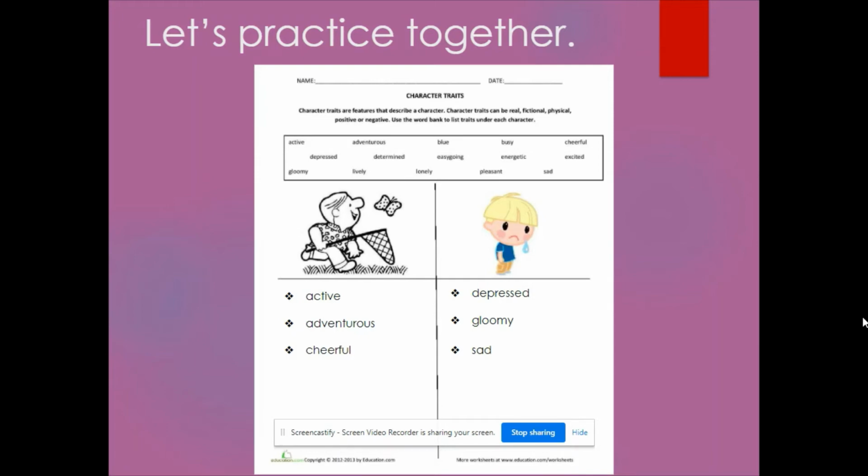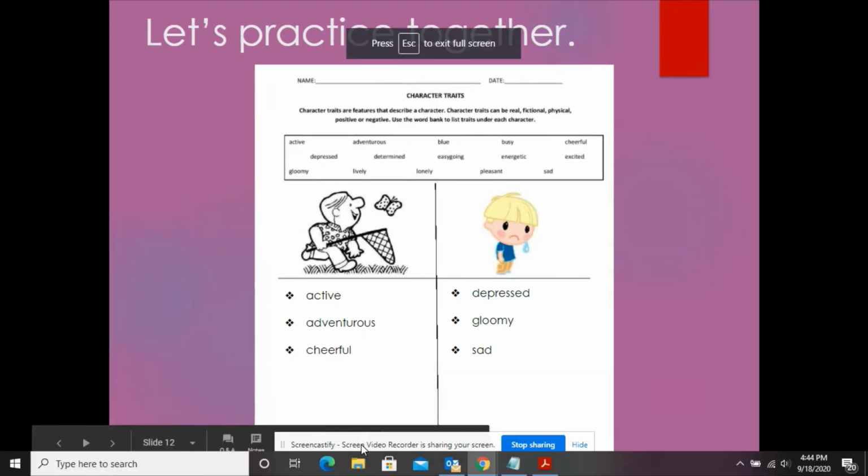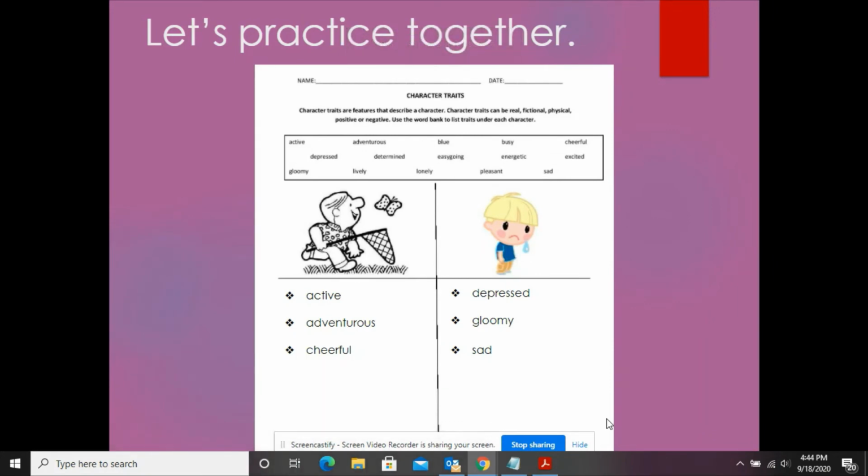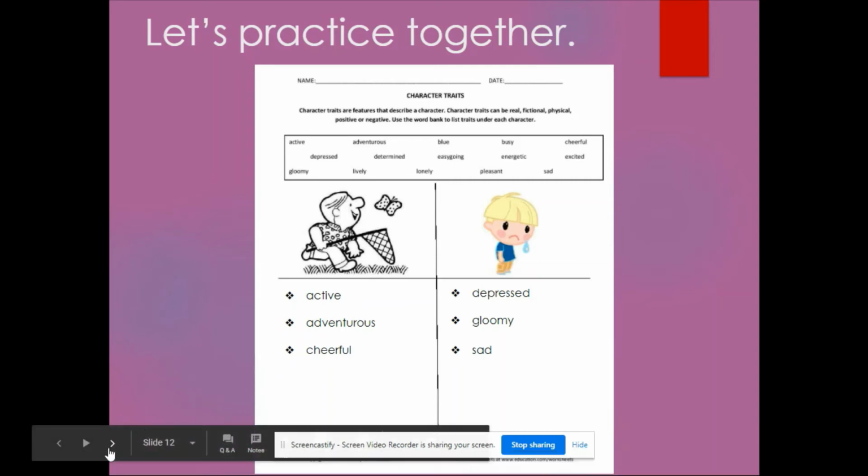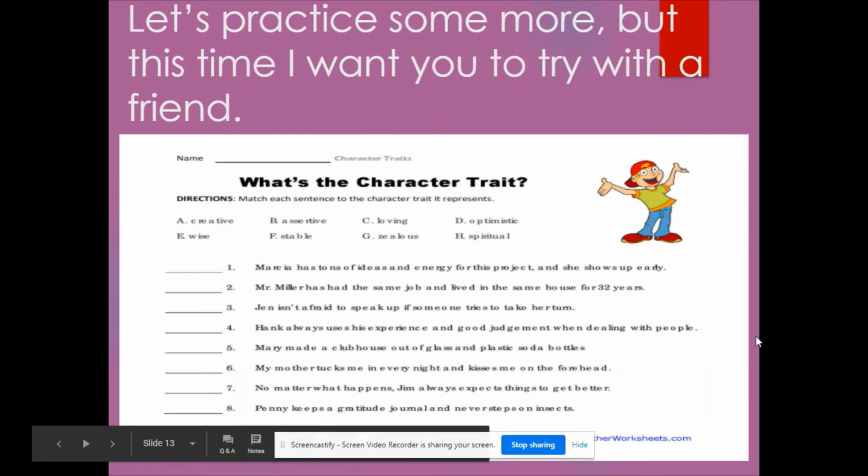Okay, so now I just want you to pause the video and see if you can sort out the other words that describe the characters. Excellent. I am sure you did a wonderful job with this one. Now, let's try something a little more difficult or challenging, not difficult. And this one, you can actually do it with your friend.